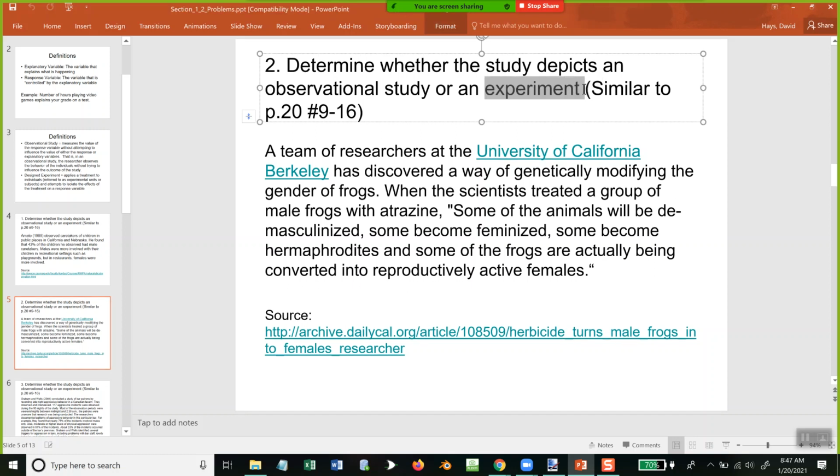Exactly. So it's an experiment. They're not just observing the frogs to see what happens, they're applying something. In this case, like you say, that atrazine.